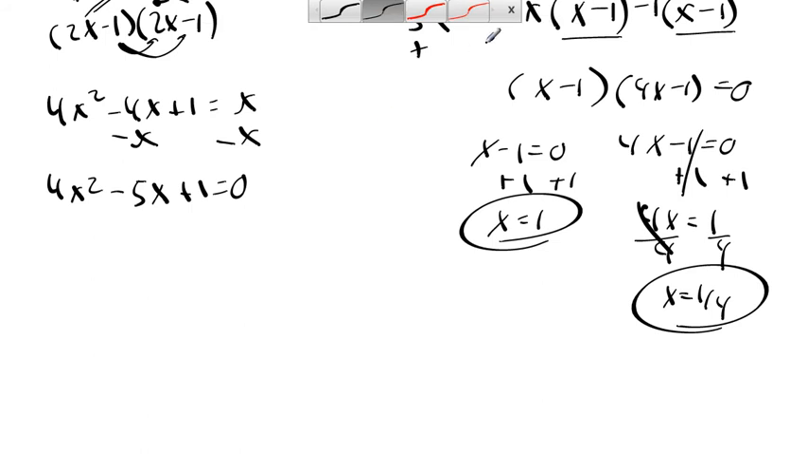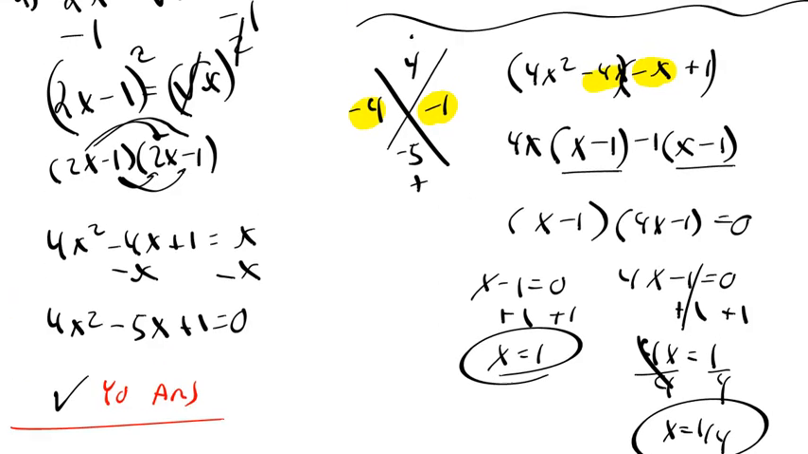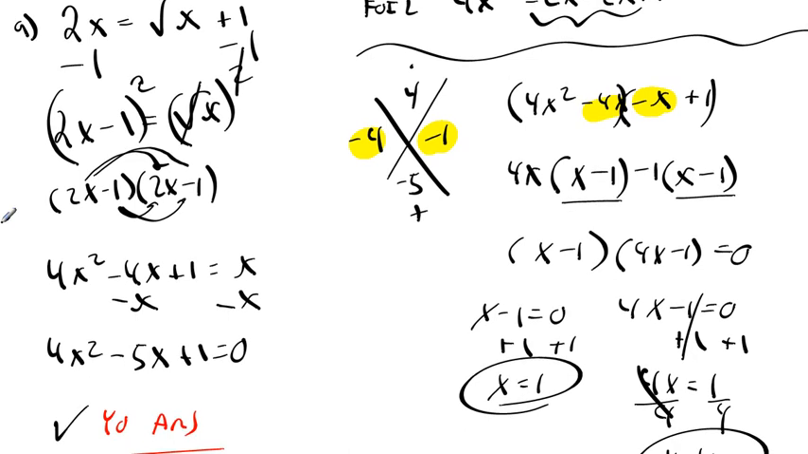The only time that you have to check your answers is when you square both sides, all right? So check your answer. We're going to plug in 1, and we're going to plug in 1/4 into the original equation, which is right there. Let me just go ahead and rewrite that. So that's 2x equals square root of x plus 1.